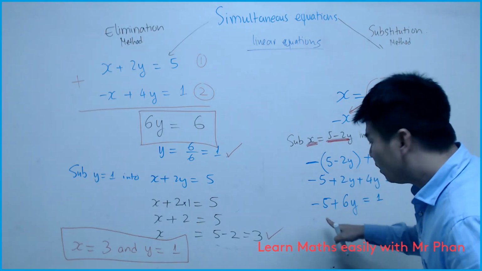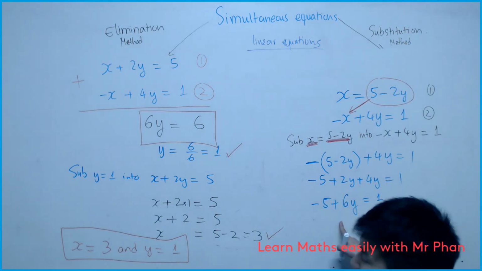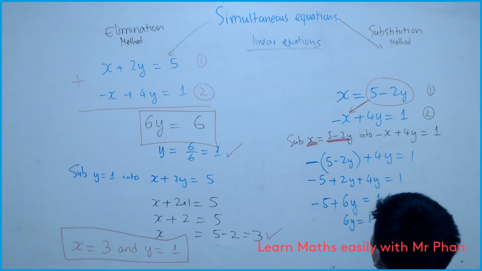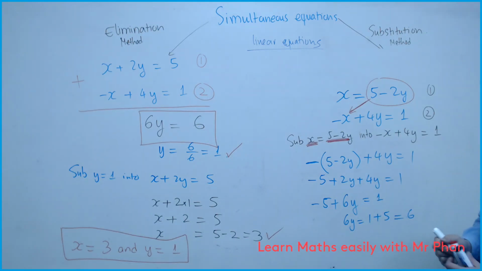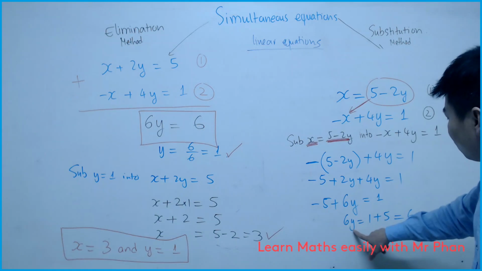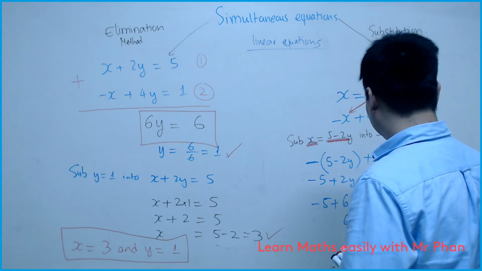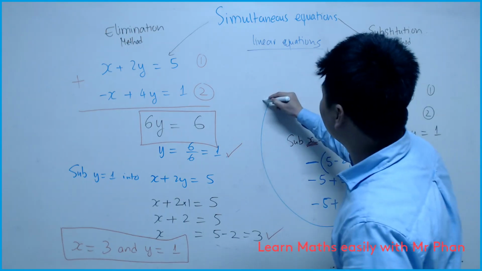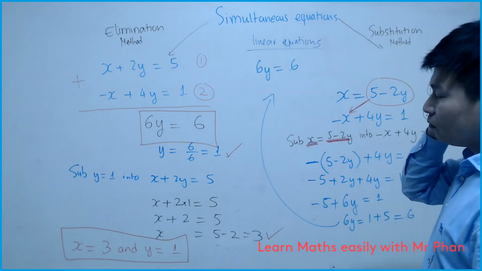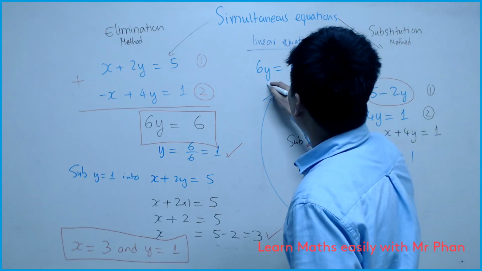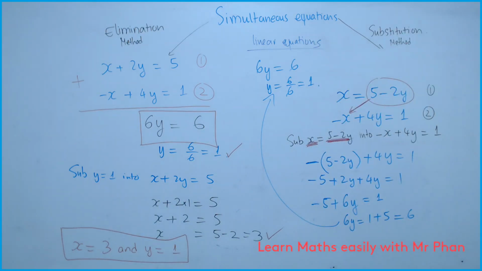Now, I'm going to move negative 5 to the right hand side, and it becomes plus 5. Can you see that? So I get 6y equals 1 plus 5, and that gives me 6. I should write that up here again. So I get 6y equals 6. Then I divide, so y equals what? 6 divided by 6 gives me 1. You okay with that?